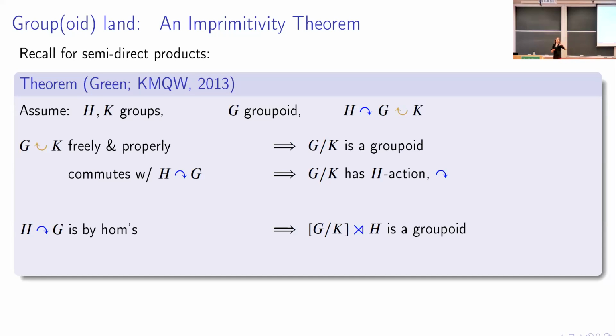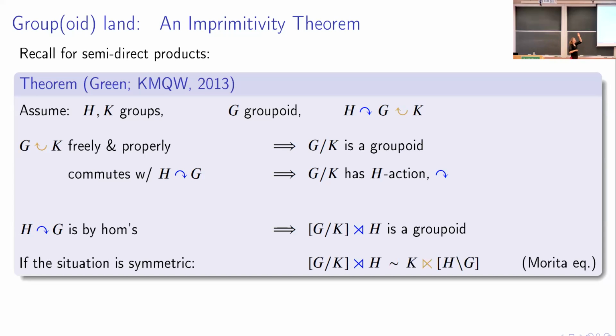So we get a groupoid by what I mentioned earlier. And the cool thing then is, if you have the exact same properties for the roles of K and H reversed, so again, you need free and proper action, and also you need it by homomorphisms, then you get a second groupoid, the other semi-direct product. And these two groupoids actually are Morita equivalent. So they are equivalent in the sense that if I look at their C-star algebras, I get Morita equivalent C-star algebras.